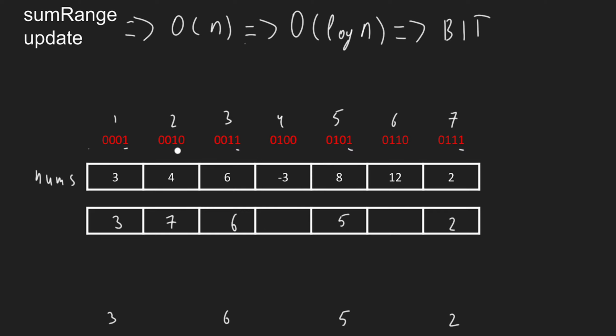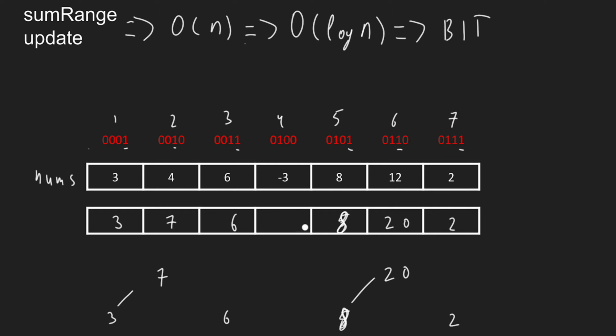What's the next one? Next, we take where the second rightmost bit is equal to 1, for example here and here. The value of it is the current value plus whatever comes before it. So in this case, 3 plus 4 gives us 7. And in this case, it's 8 here, so 8 plus 12 gives us 20, right?